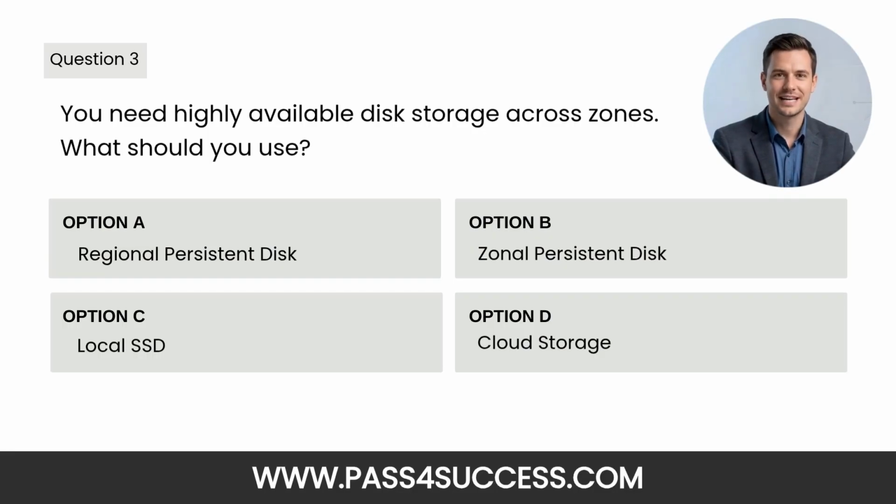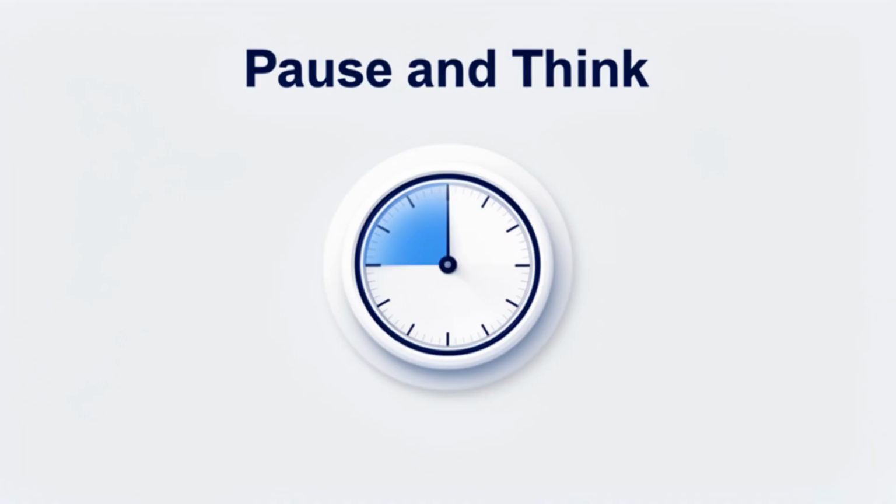Question 3. You need highly available disk storage across zones. What should you use? A. Regional persistent disk. B. Zonal persistent disk. C. Local SSD. D. Cloud Storage. Pause the video and choose the best answer.